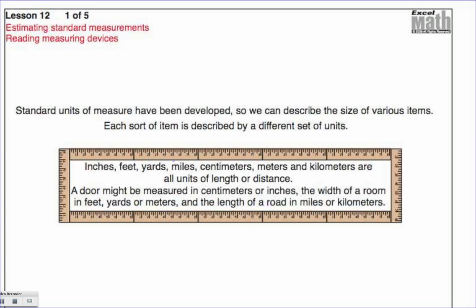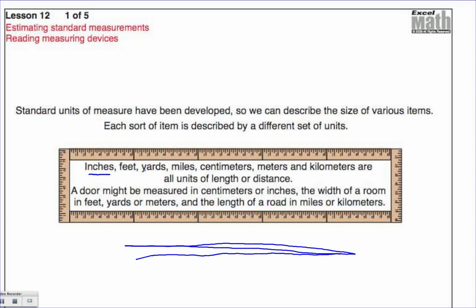In other words, it would be kind of hard to tell you how big something is or how small it is if we didn't come up with some sort of measurement that everybody agrees on is the same thing. Each sort of item is described by a different set of units. So first we're going to talk about measuring length of things. And this is measuring basically a line. And that's not a very straight line, but a line is measured by all of these units of measurement.